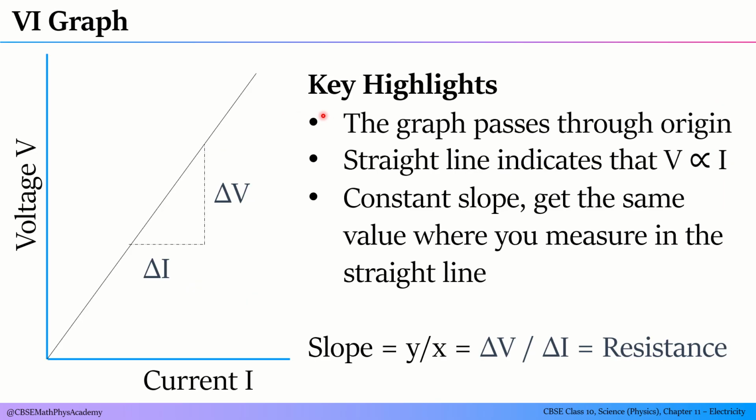In the last video, we saw that in a VI graph, the voltage is on the y-axis and the current on the x-axis. The graph passes through the origin. The straight line indicates that the current and voltage are linearly proportional, and the proportionality is because of the resistance. There's a constant slope. Wherever you measure delta I and delta V, you get the constant slope. Slope is nothing but y by x, which is delta V by delta I, that is V by I, which is nothing but resistance.